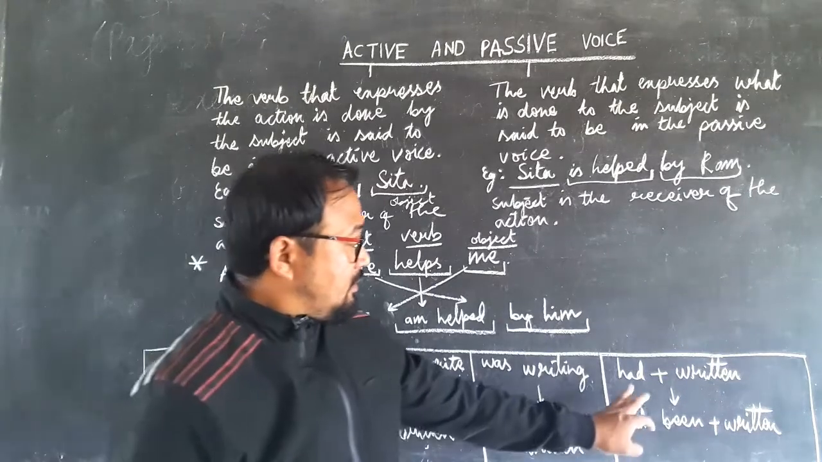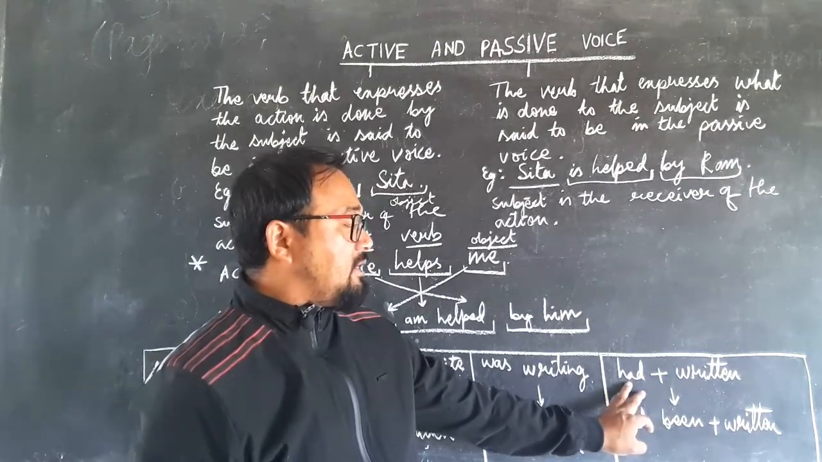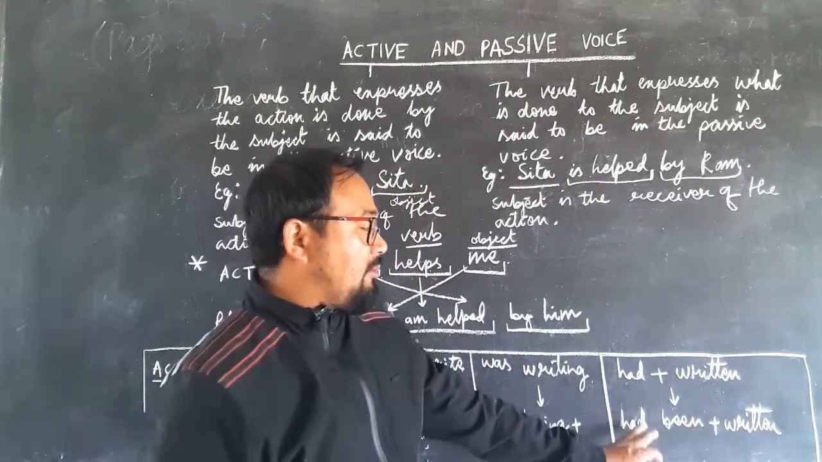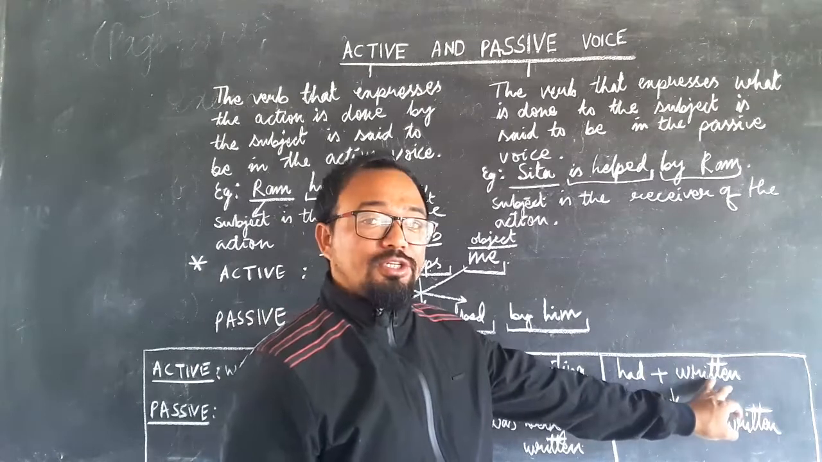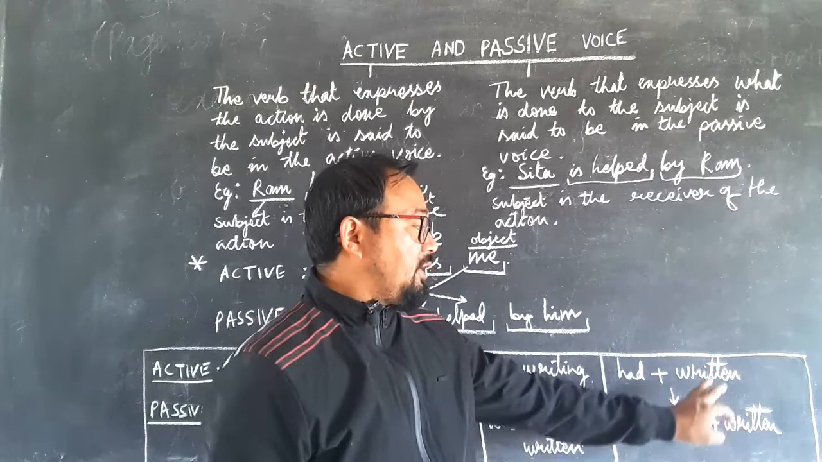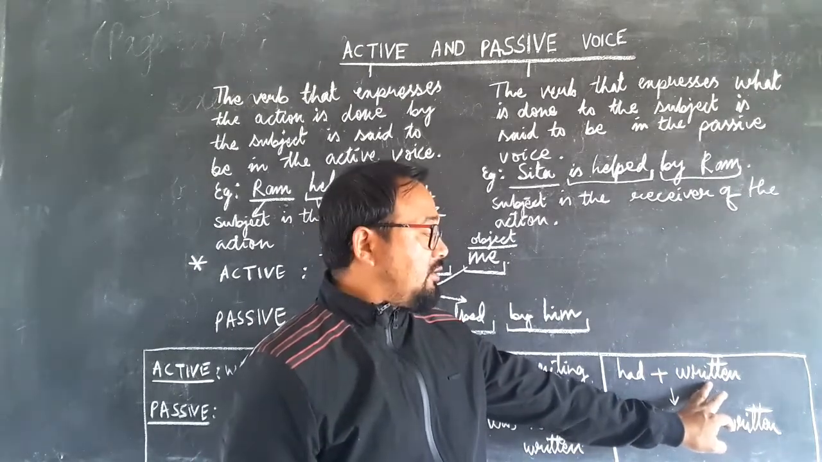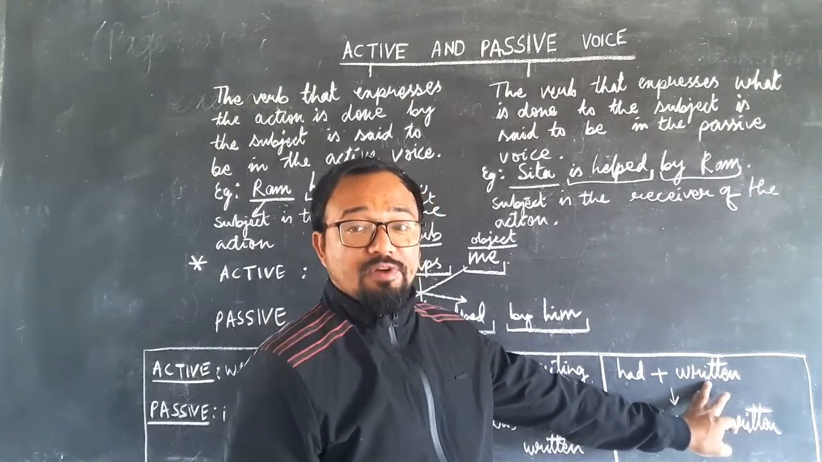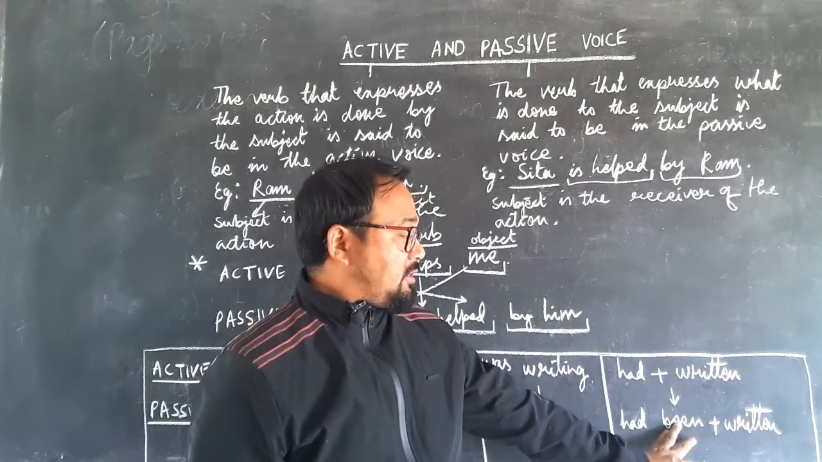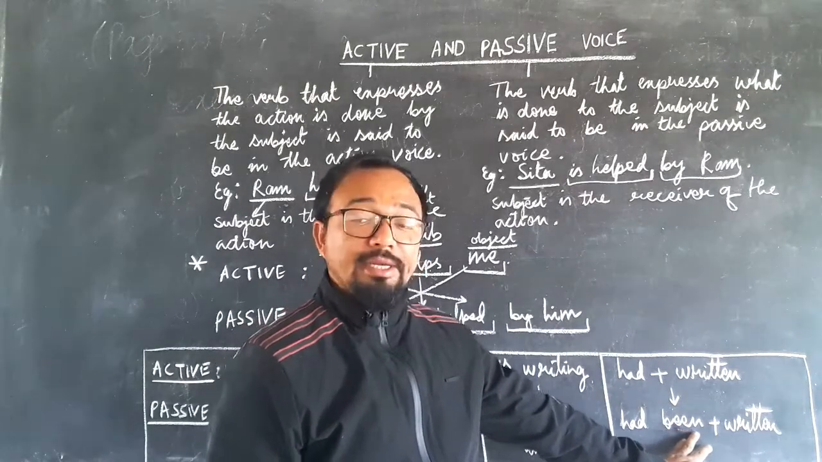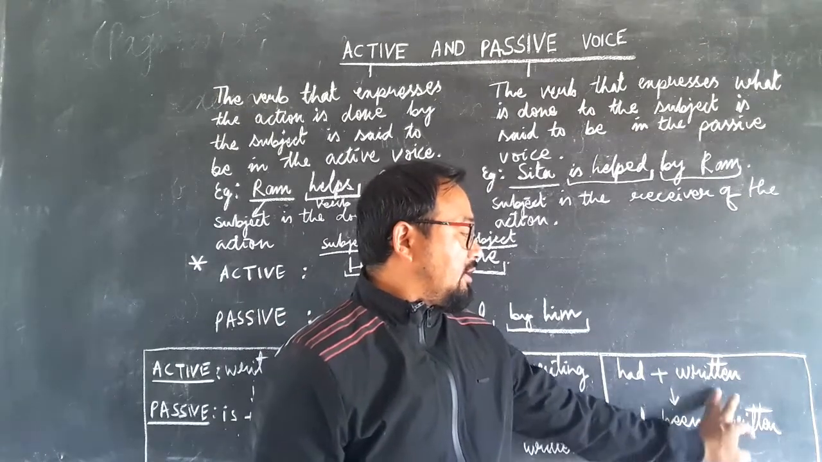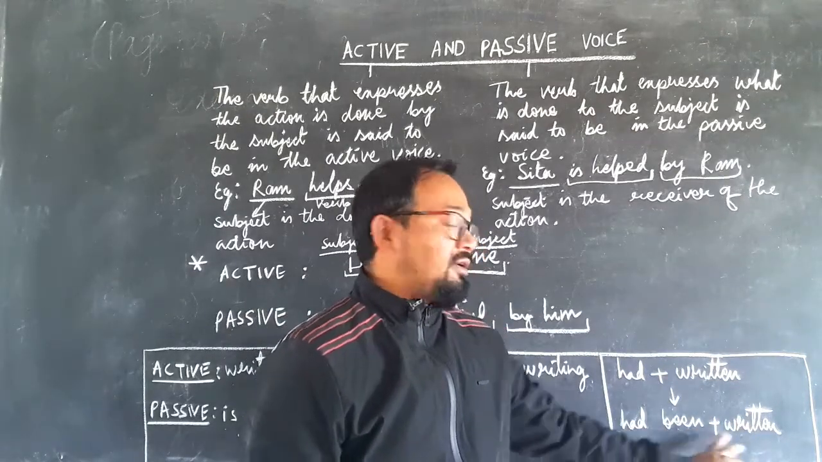Next sentence, past form here, had plus written. Written is the verb. Now here had will remain the same. Sorry, it is not in a continuous form, it is in a perfect tense, past perfect. So for past perfect you need to add been. So had plus been, written remains the same: had been written.